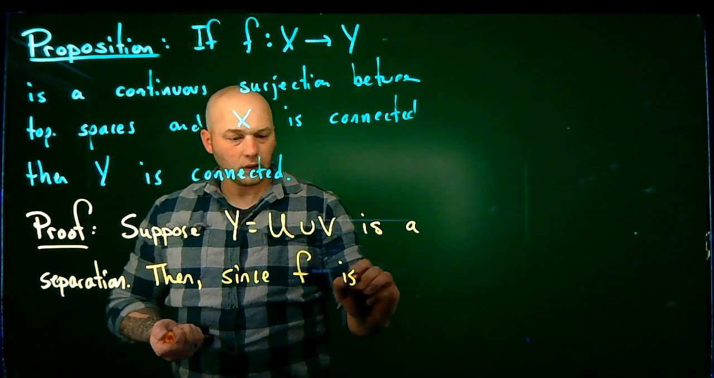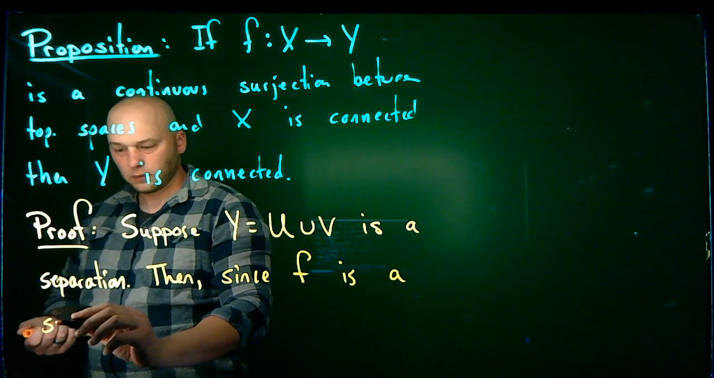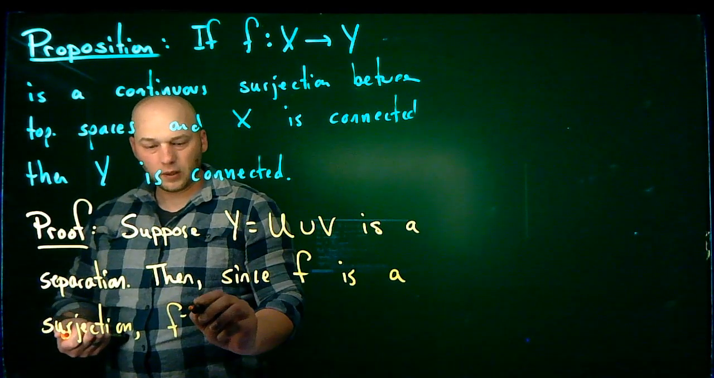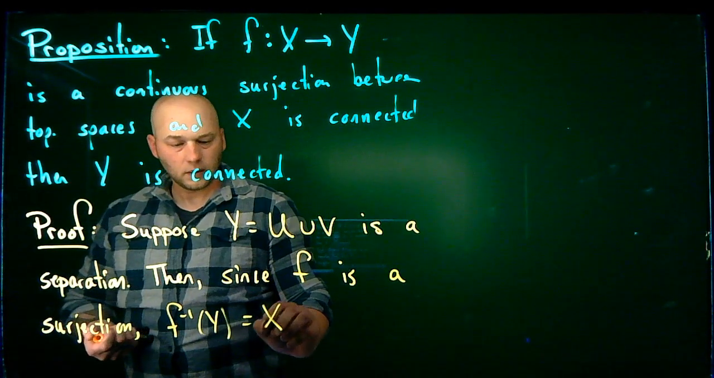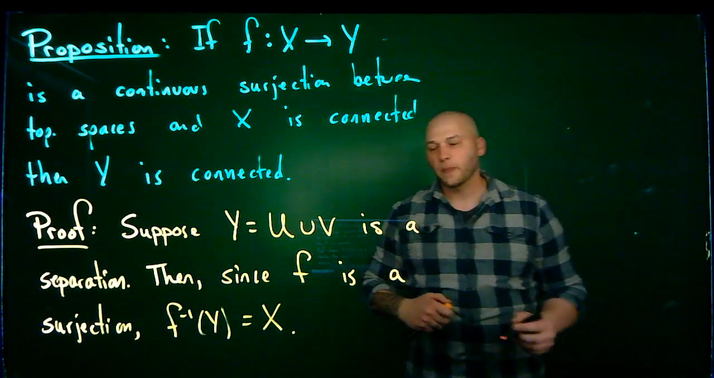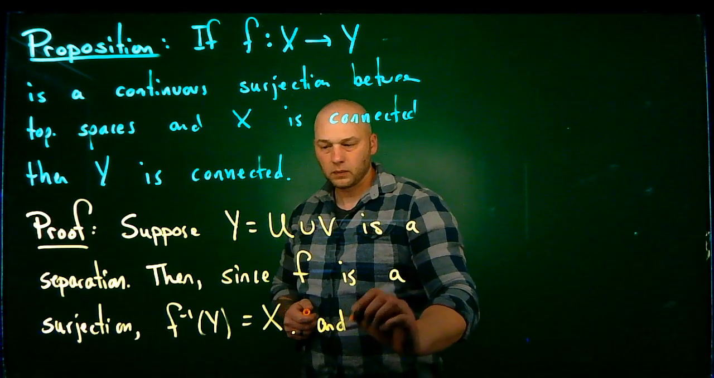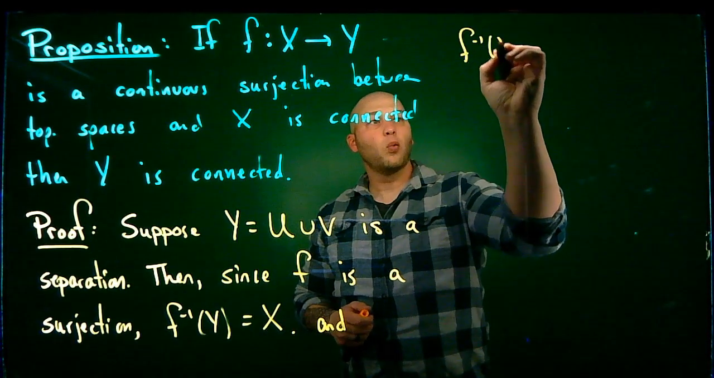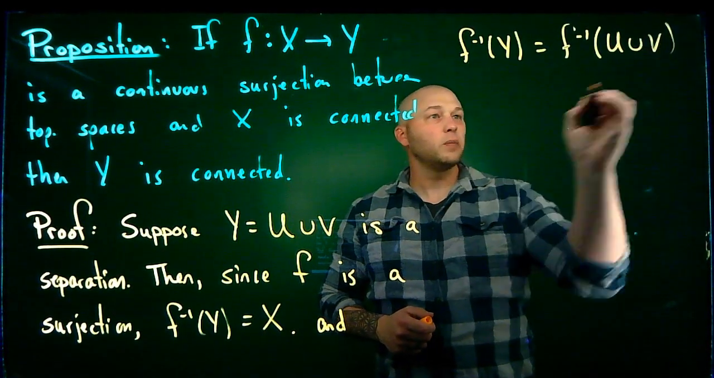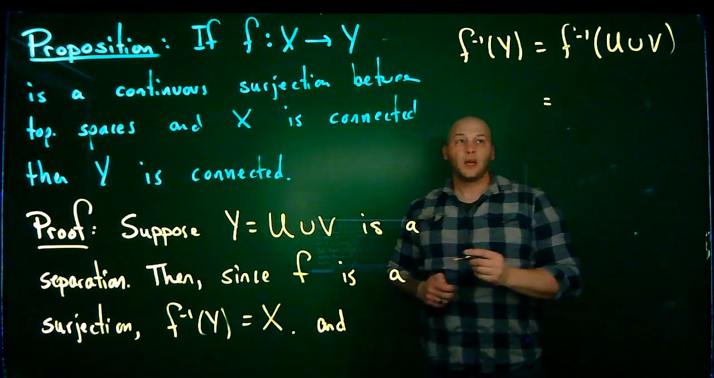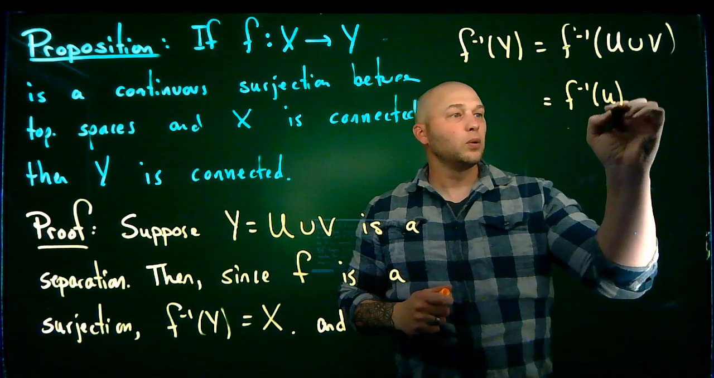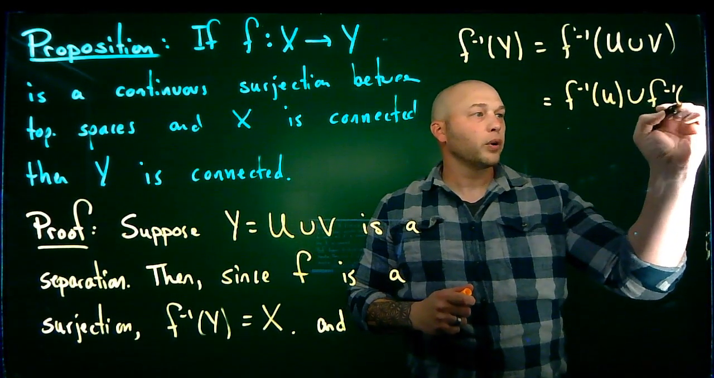Since f is a surjection, the preimage of Y is all of X. Okay, so the image of X is all of Y, the preimage of Y is all of X, and the preimage of Y is, of course, the preimage of U union V, because Y is equal to U union V. And since U and V are disjoint, this would be the preimage of U union the preimage of V.